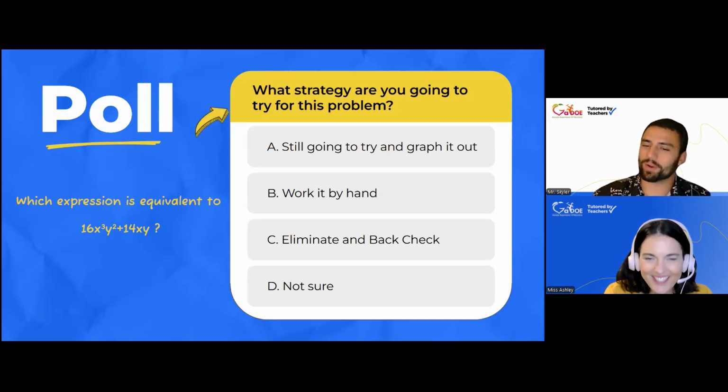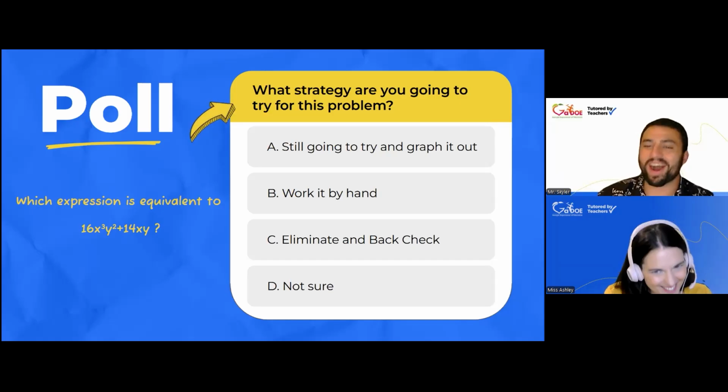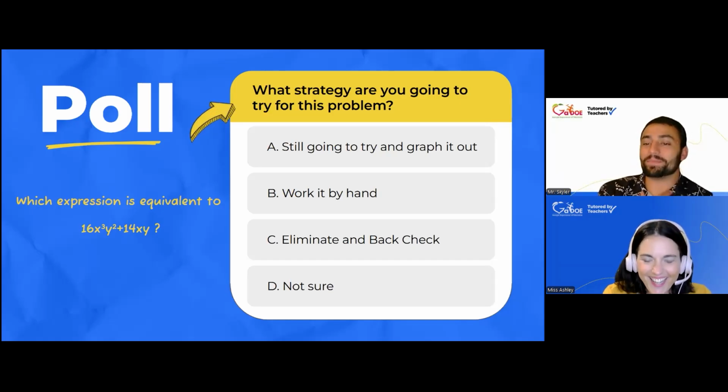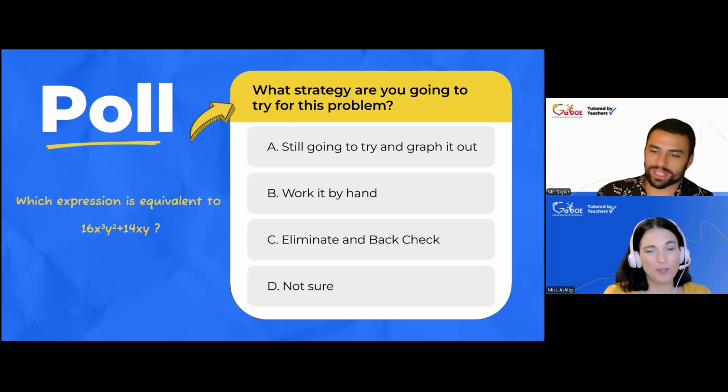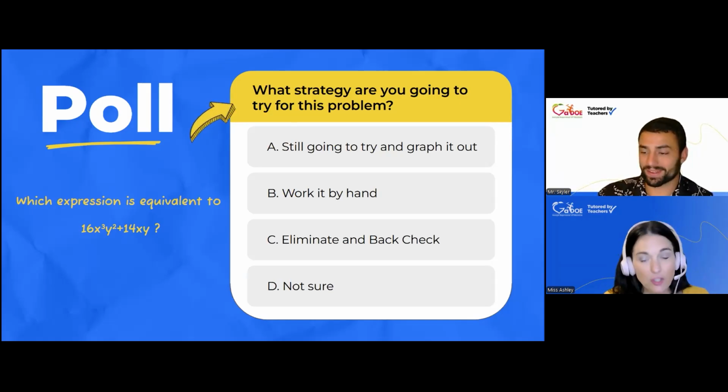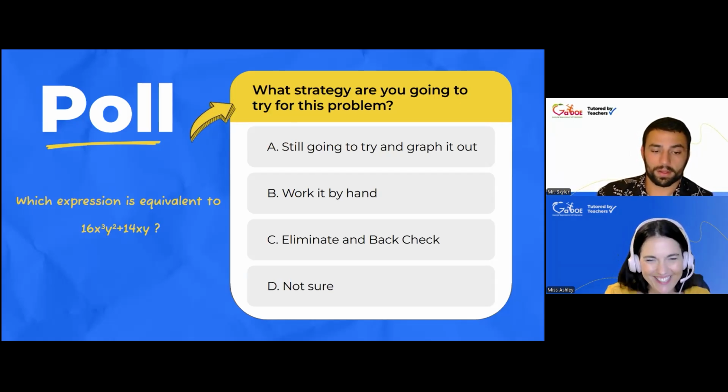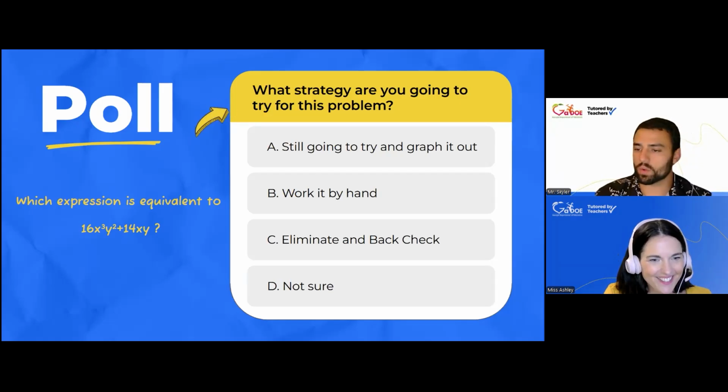I told you guys that would be tough. I love the calculator, but sometimes factoring is tricky. You can make mistakes factoring, so I like to go back and check my work and work it by hand. Yep. And eliminating and back checking, not a bad way to solve this one either.